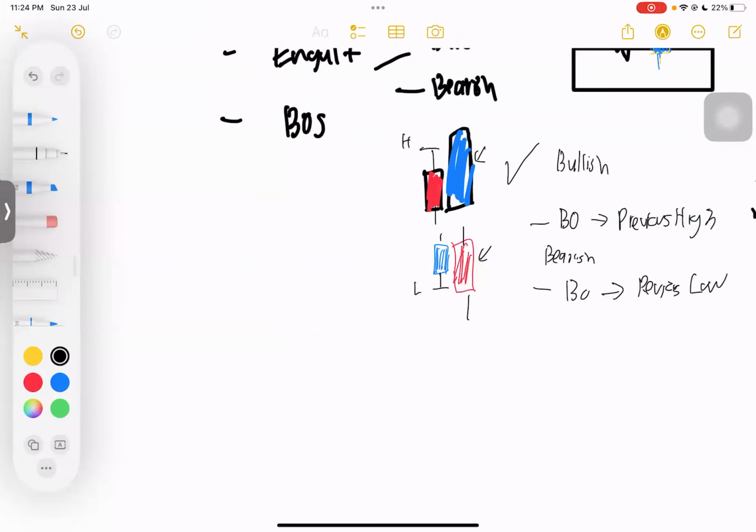Another engulfing, consider as a bearish or bullish, but this one we call it as the same engulfing. It always like this, have a longer wick.